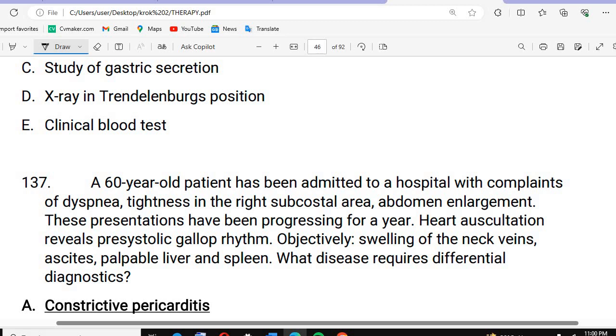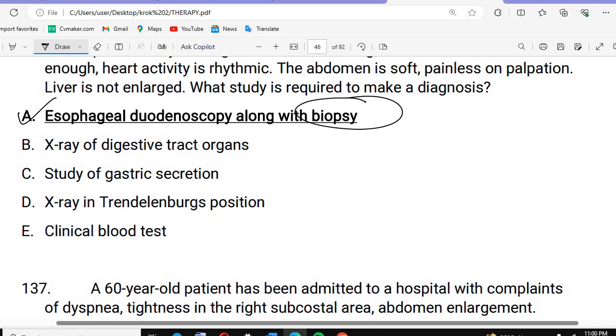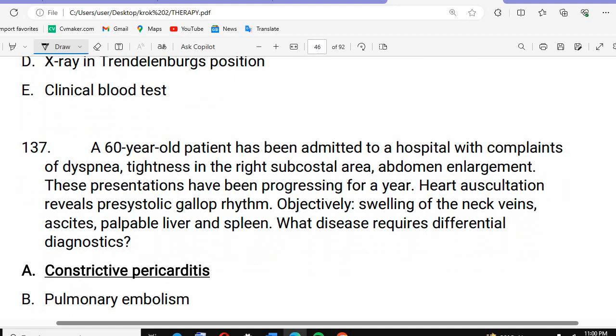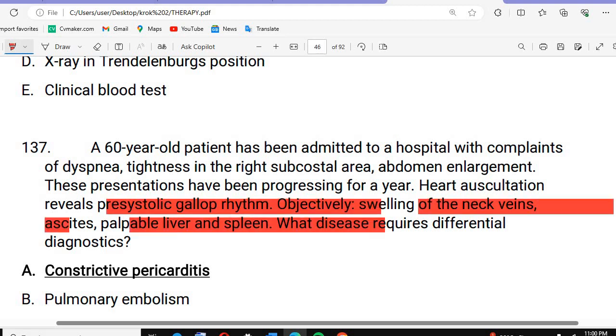Okay, so the next question is: a 60-year-old patient has been admitted to hospital with complaints of dyspnea, tightness in the right subcostal area, and abdominal enlargement. This presentation has been progressing for a year. Heart auscultation reveals presystolic gallop rhythm, objective swelling of the neck veins, ascites, palpable liver. What disease requires the differential diagnostic?